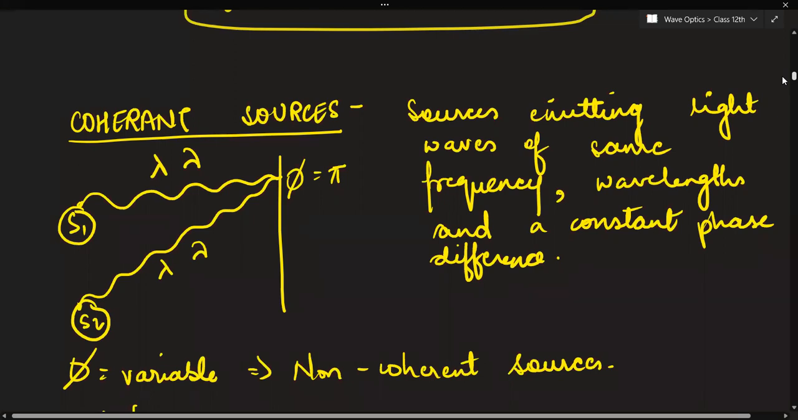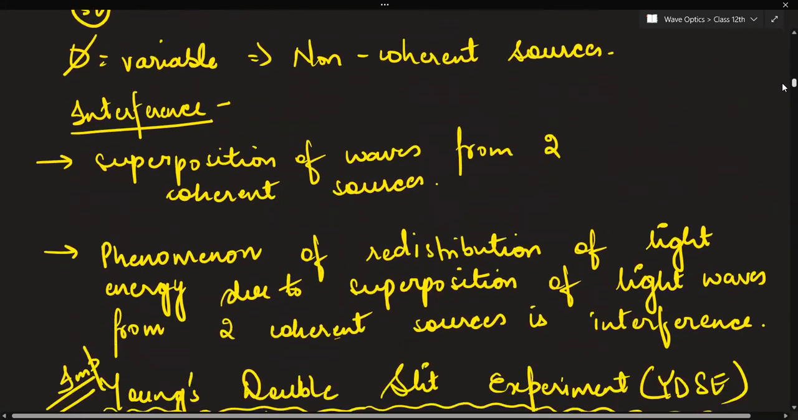Fine. Now, coming to the topic interference. For interference, one very important necessary condition is that when two waves interfere with each other, they should be from coherent sources. That's why we studied coherent sources. So superposition of waves from two coherent sources is there. And when these two waves superimpose each other, the phenomenon is known as interference.